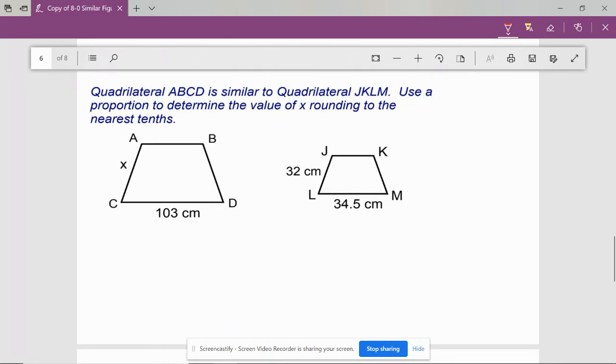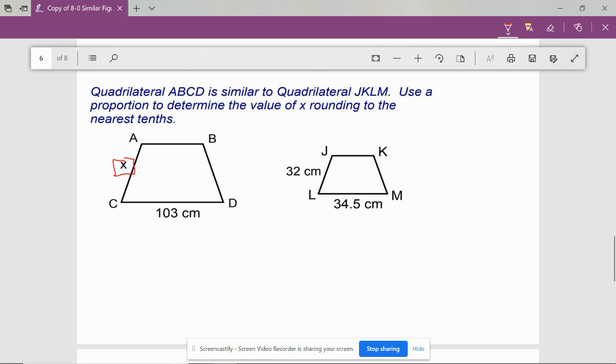Okay, so we're going on to a different shape other than just a triangle. This doesn't change anything. We're still going to say, use your proportion to determine the value of x rounding to the nearest tenth. So if we look at x, that's just a missing side, and we want to solve for that. And we have all the other measurements that we need. So these are four-sided, so we call them quadrilaterals.